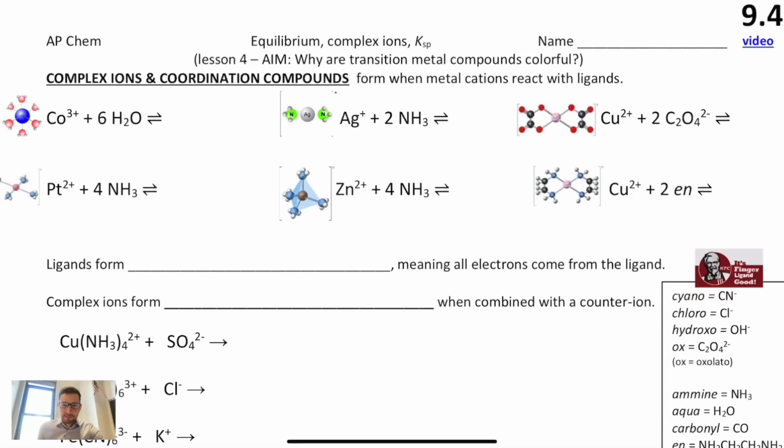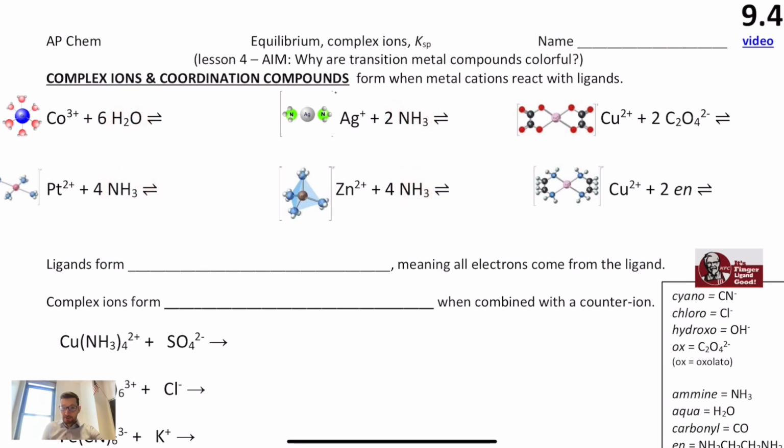Hey there, chemists. In this video, we're going to talk about how you form what are called complex ions and coordination compounds. Complex ions are just bigger ions that are made out of what's called a Lewis acid, that's usually a metal cation, and a Lewis base, which is also called a ligand. Anything that has a lone pair can act as a ligand or a Lewis base.